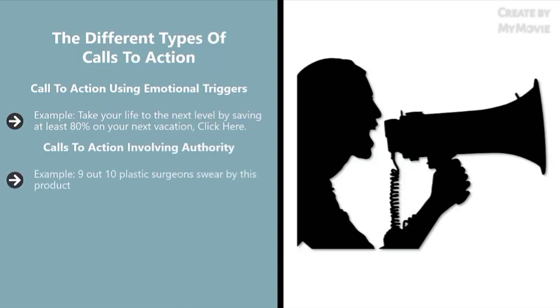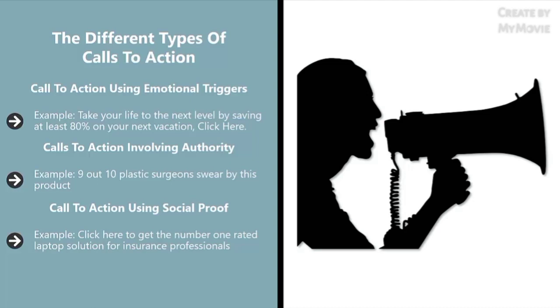Calls to action involving authority. Example: 9 out of 10 plastic surgeons swear by this product. Call to action using social proof. Example: click here to get the #1 rated laptop solution for insurance professionals. The key to calls to action is to get away from just saying click here or order now. When you do that, you waste momentum.